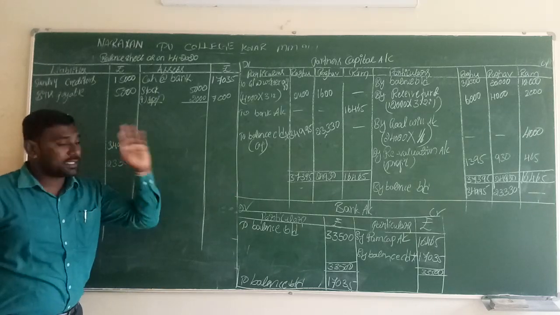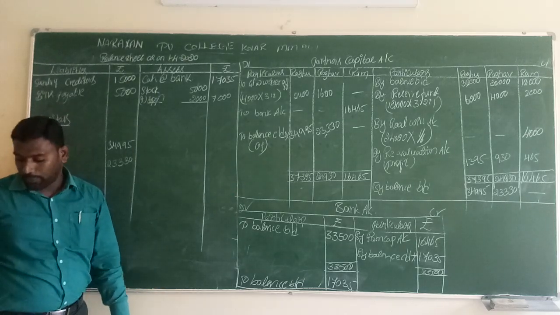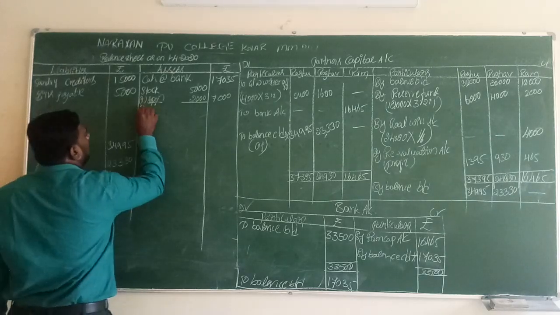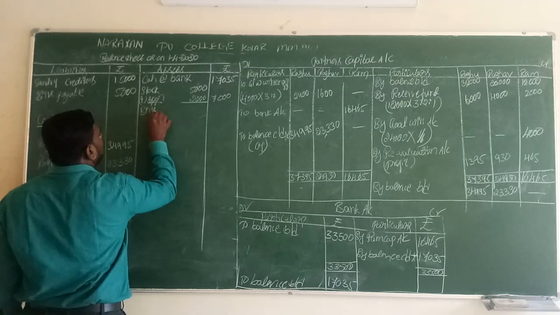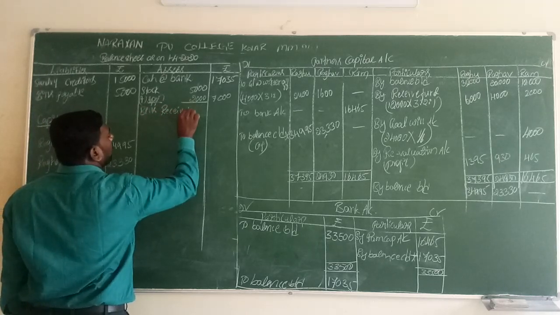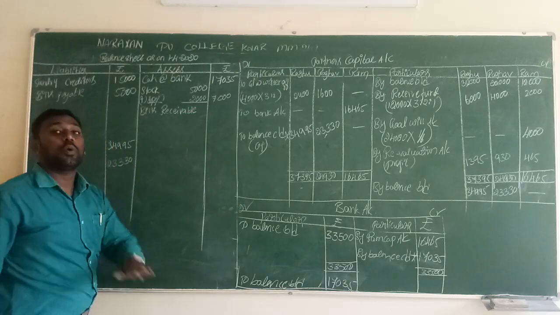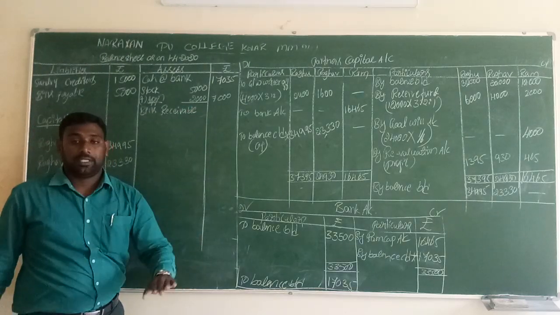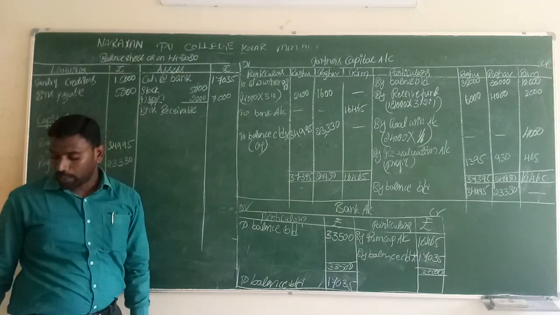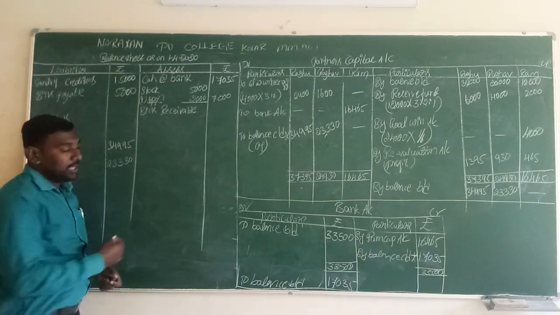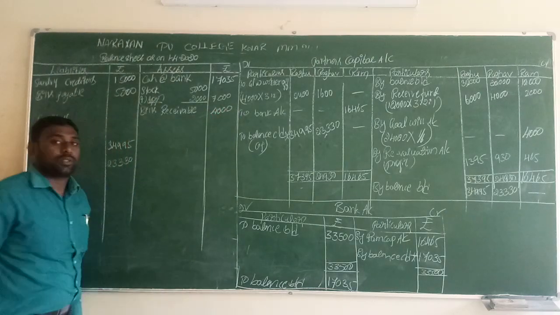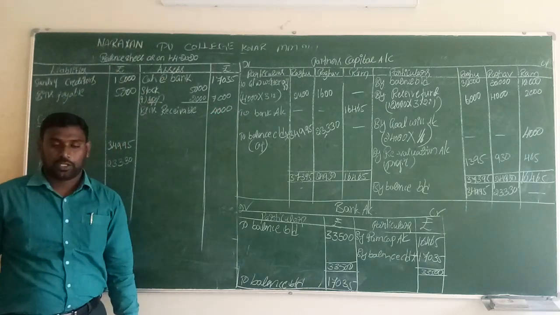Okay. Next, come to the third point, that is bills receivable. For this, no adjustments, no appreciation, no depreciation. So we will write the value directly to the amount column. The value of rupees 4,000 is the value of bills receivable. This is the third transaction.